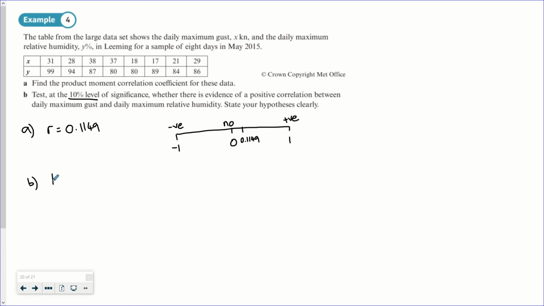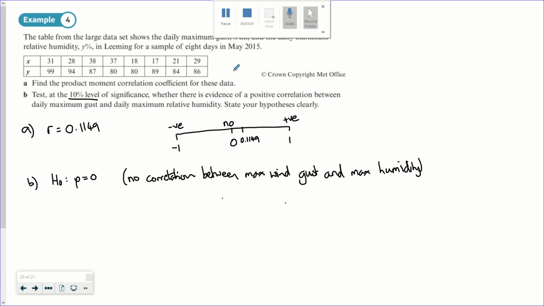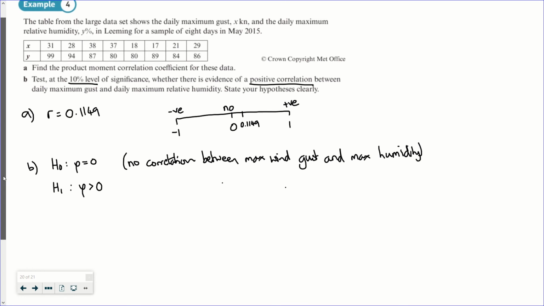So let's write down our null hypothesis. Our null hypothesis is always that rho equals 0. So our null hypothesis is that there's no correlation between maximum wind gust and maximum humidity. And H1, our alternative hypothesis, is that, because we're asked to test whether there's a positive correlation, what we're trying to show is true is that rho is bigger than 0. So the population correlation between the maximum wind gust and maximum humidity is positive.